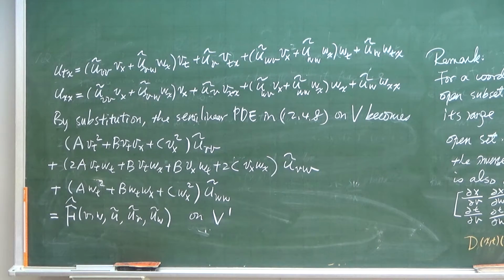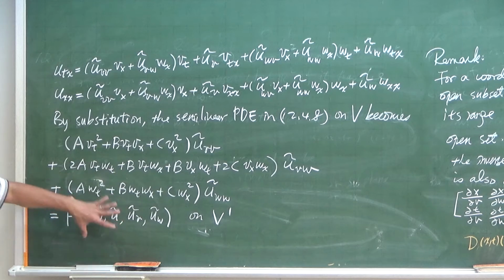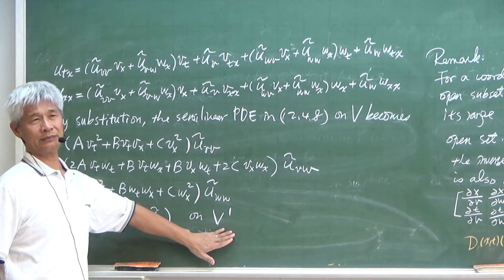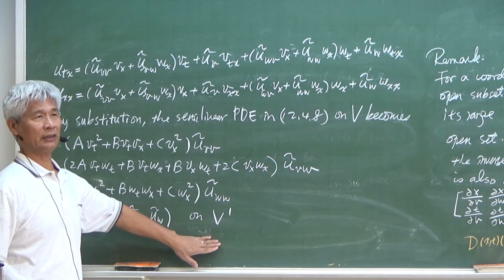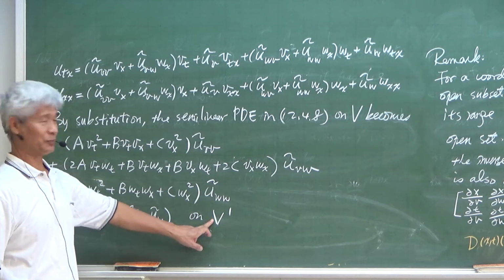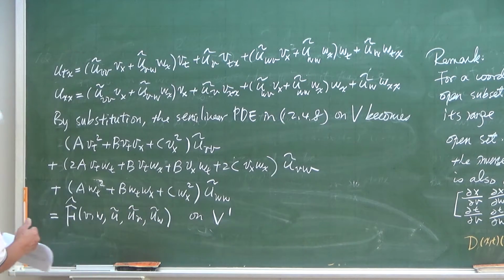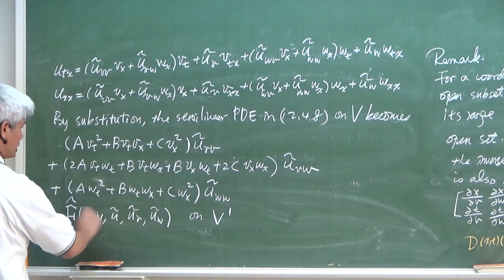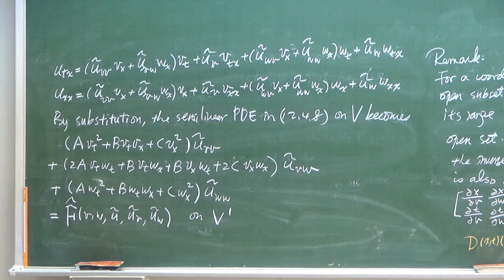So we transform that to an equation defined on a new coordinate system, and especially on this open set V prime. The F tilde actually is very complicated, so I don't write it down here, but I do write it down in my lecture notes, very long.